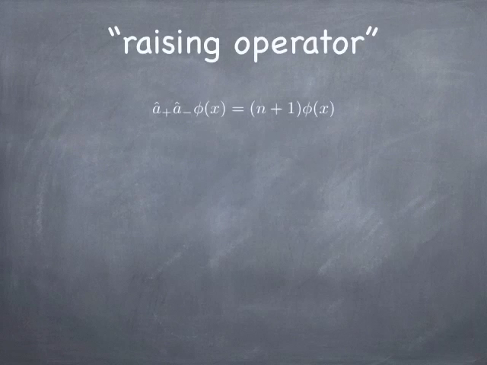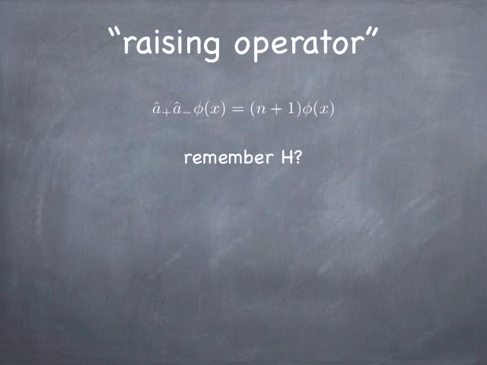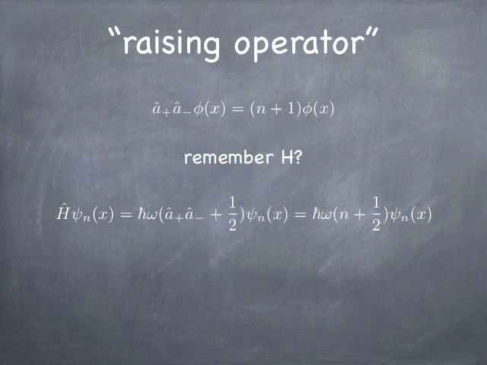So what we've just shown is that a plus has the effect of giving an n plus 1 eigenvalue of the a plus a minus operator. Now remember, what is the Hamiltonian? The Hamiltonian is a plus a minus plus a half, but we just worked out that a plus a minus is an operator whose eigenvalue is n. Its eigenfunctions are the stationary states. The eigenvalue of those functions is the number of the stationary state. So you can think of the Hamiltonian as just being the number operator plus a half times h bar omega. So it's just a different way to work out the Hamiltonian.